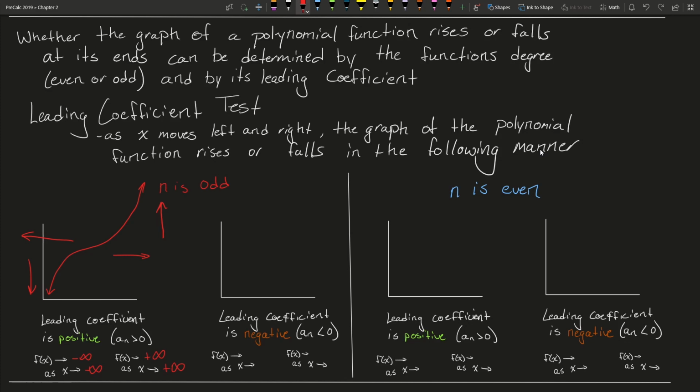If the leading coefficient is negative, we get the parent function of x^3, but flipped upside down. So as x approaches negative infinity, as x moves left, f(x) is going up toward positive infinity. As x approaches positive infinity, so as x moves right, f(x) is going down toward negative infinity.